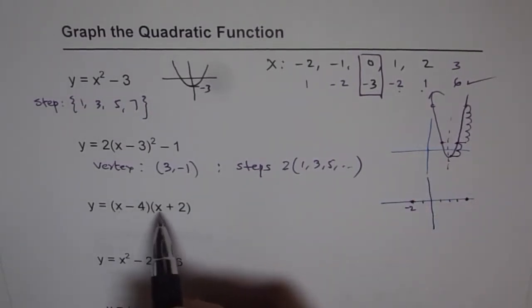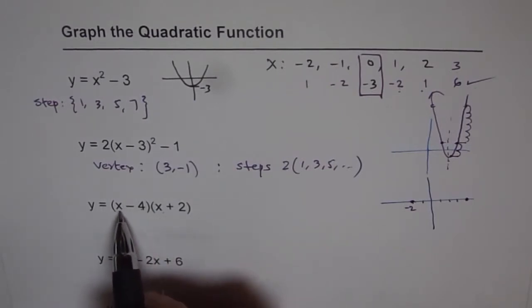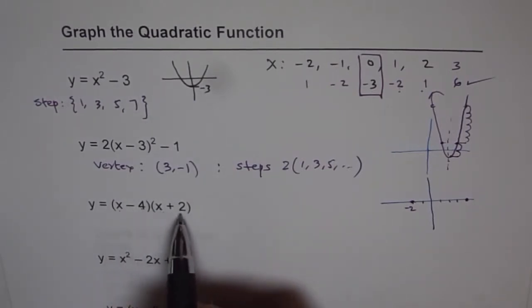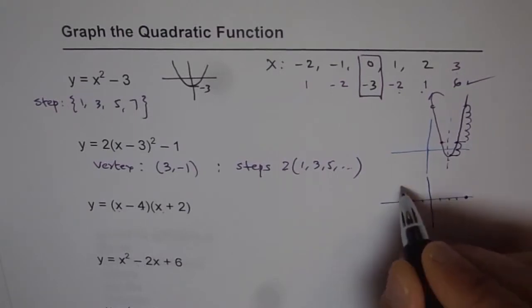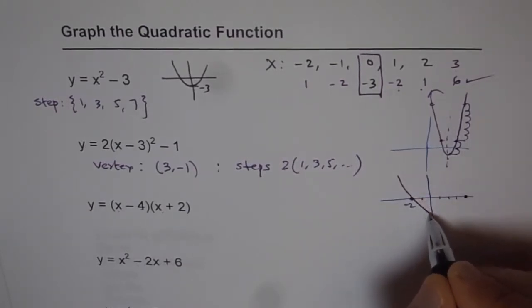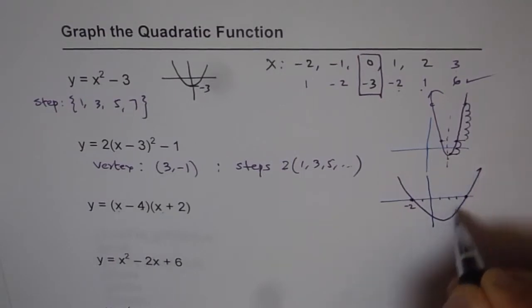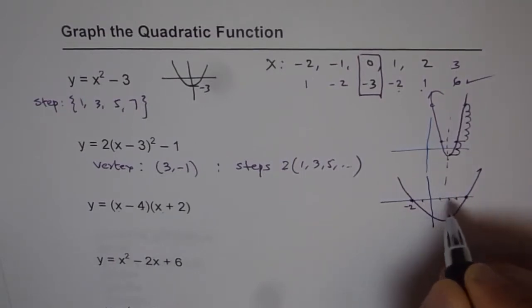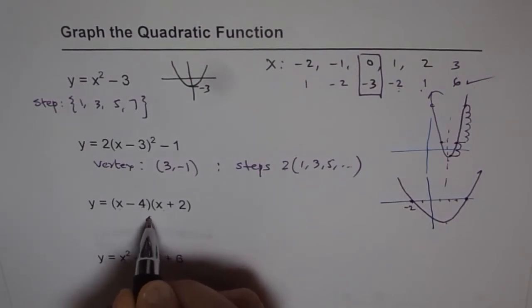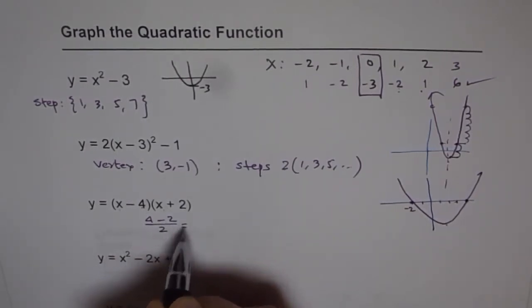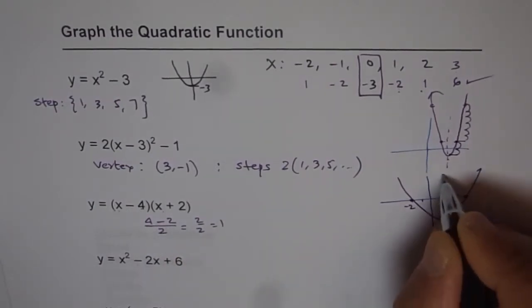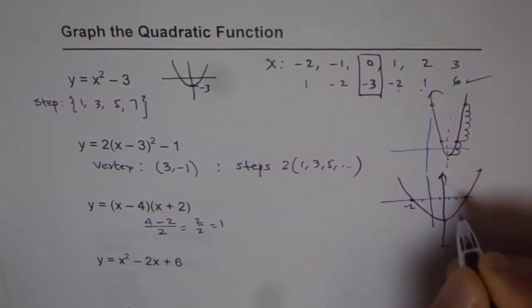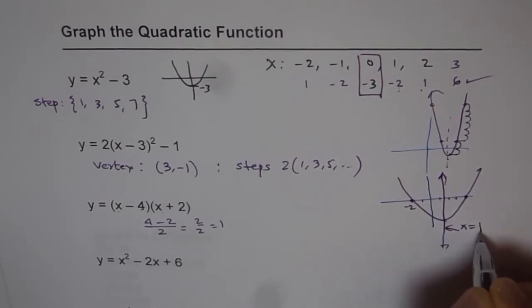Critical points will include the y-intercept. If you put x equals 0, you get minus 4 times 2, which is minus 8. So wherever it crosses the y-axis, that point is minus 8, right? So let's draw this. We have the axis of symmetry midway between these two. The axis of symmetry will be at (4 minus 2) divided by 2, which is 2 divided by 2, which is 1. So at 1 you have your axis of symmetry. Do you see that? That is x equals 1.